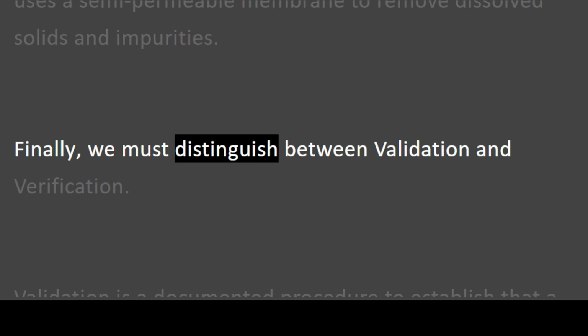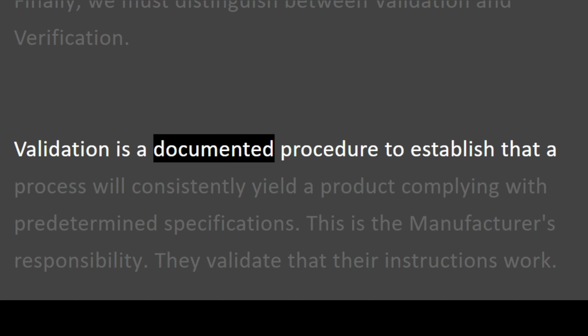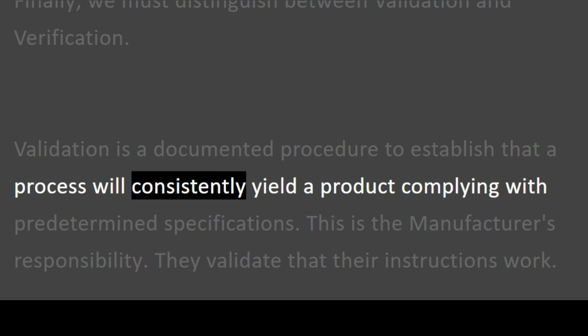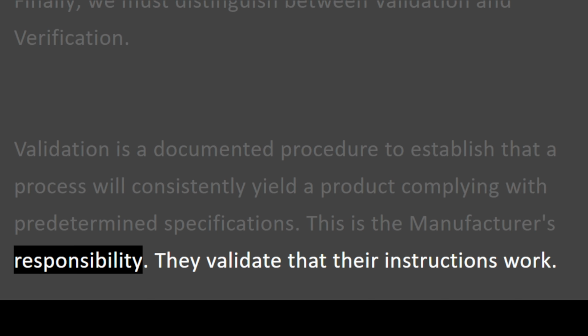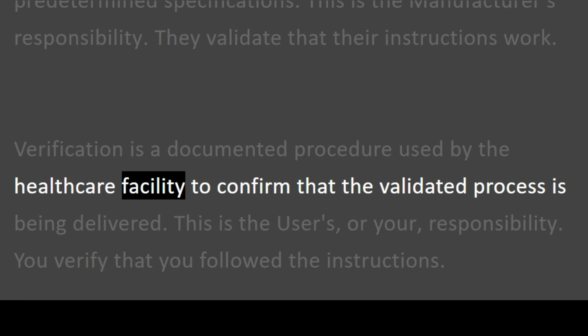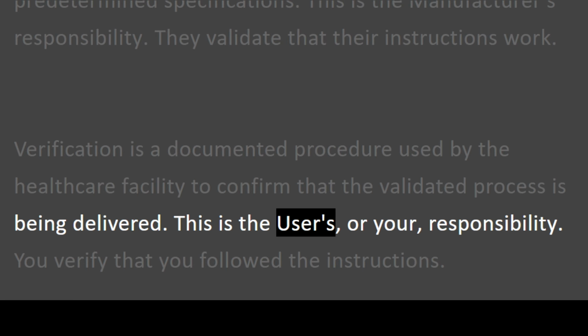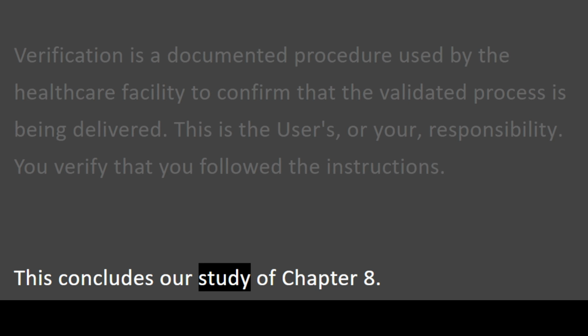Finally, we must distinguish between validation and verification. Validation is a documented procedure to establish that a process will consistently yield a product complying with predetermined specifications. This is the manufacturer's responsibility. They validate that their instructions work. Verification is a documented procedure used by the healthcare facility to confirm that the validated process is being delivered. This is the user's, or your, responsibility. You verify that you followed the instructions. This concludes our study of Chapter 8.